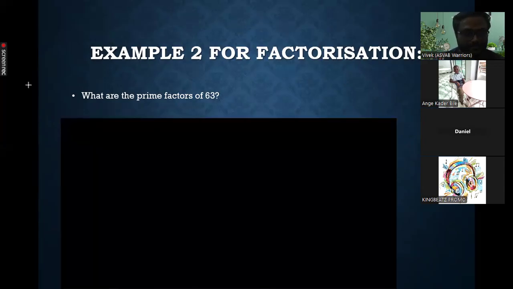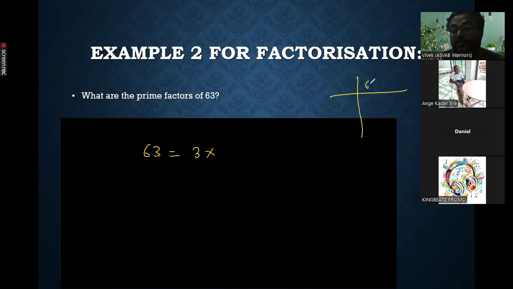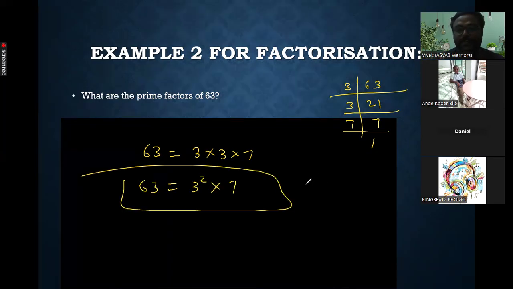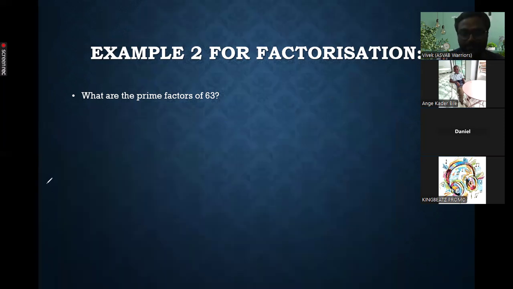3 and 21. Do you think 21 can further be divided into 3 and 7? Yes. Divide 21 by 3, you will get 7. 3 times 7. So what do we have? 3 squared times 7. Understood? Yes, sir.